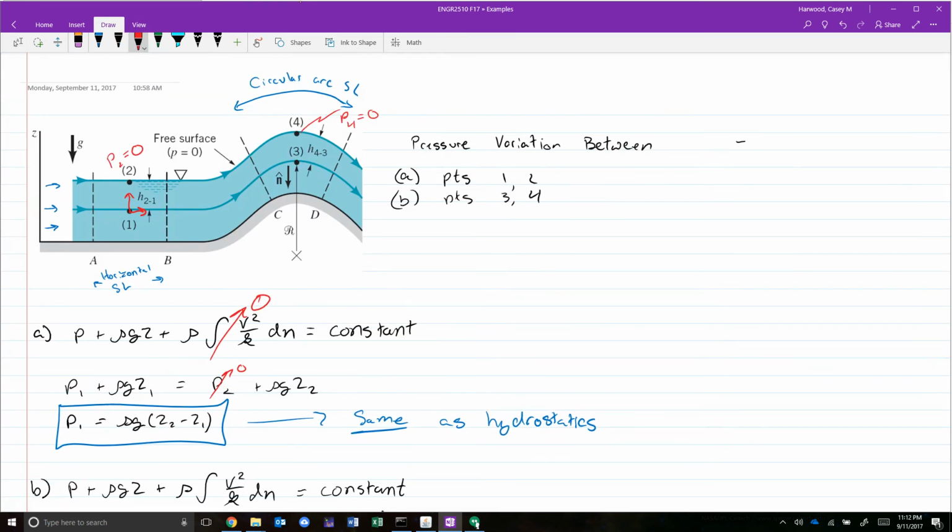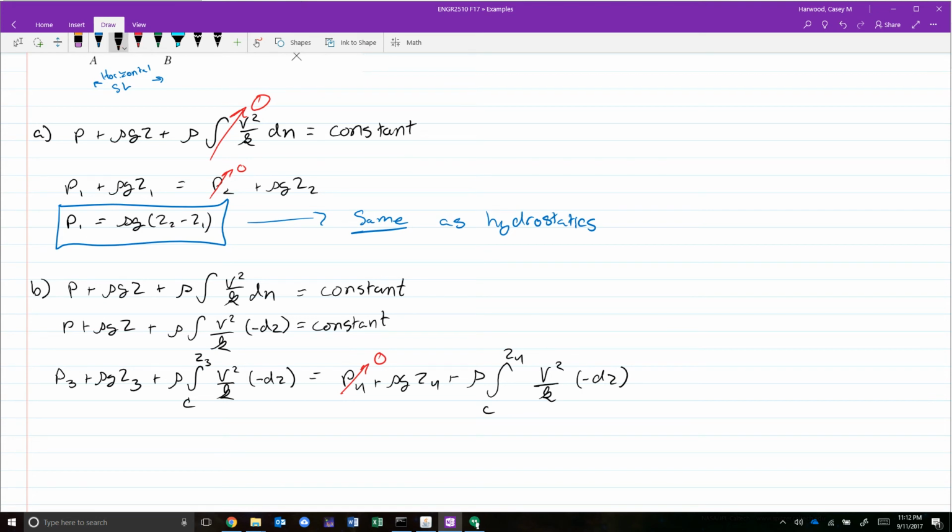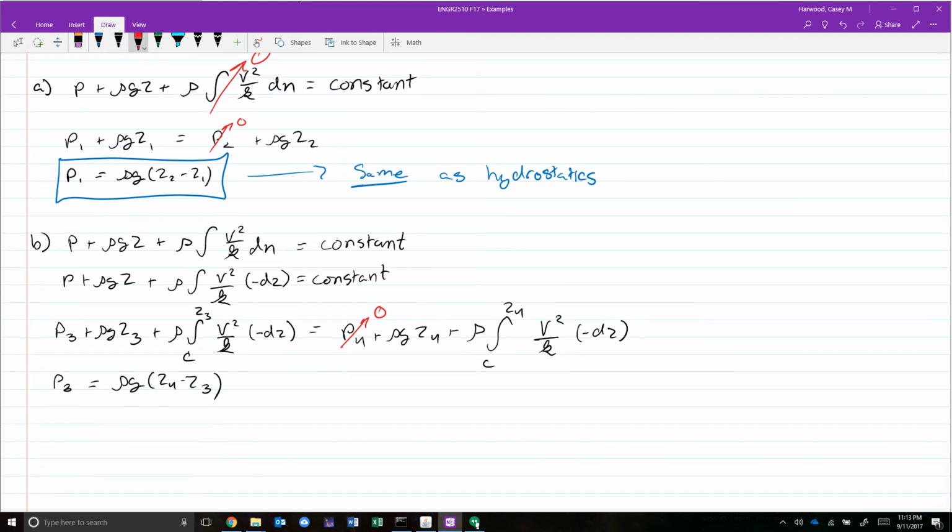And let's go ahead and make those cancellations. P4 is equal to 0, so we'll strike that out now. So consolidating our terms, we can solve for P3 as the following. P3 is equal to rho g times (z4 minus z3). There's our hydrostatics term. But we're also left with this integral of rho. This time, because we're subtracting the integration from a constant to z3 from the integration from constant to z4, what we're left with is the integration from z3 to z4 of the same integrand, V squared over R times negative dz. Let's take that negative and move it out front: minus the integral of V squared over R dz.